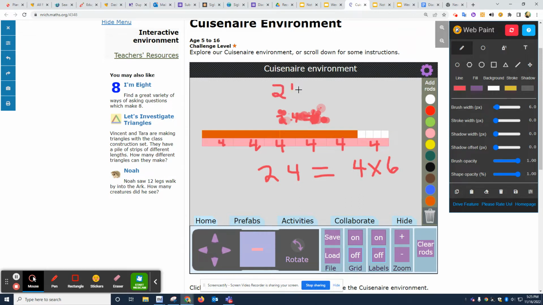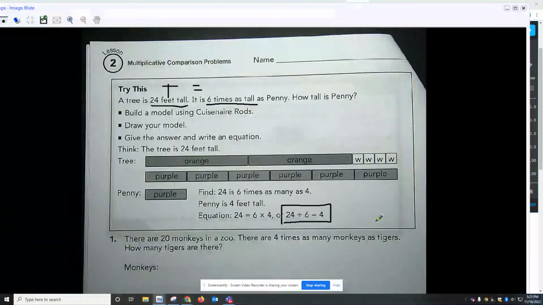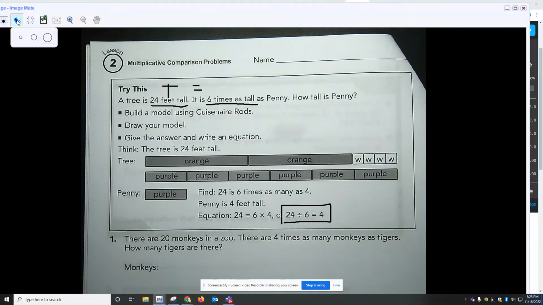24. Now we started with 6 of these pink rods. Divided by 6 equals 4. So there's 2 ways that we could write this. And if you look back here, you can see that that's exactly what they did. So let's move on down.